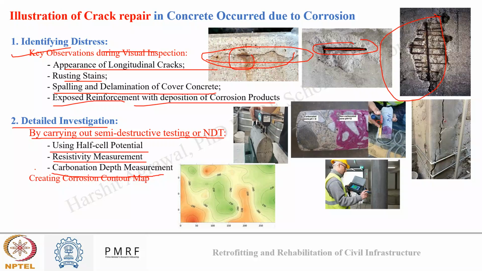Also, using a half cell potential map, you can create corrosion contour maps just to locate which regions are severely affected. Here you can see carbonation, which we have talked about, longitudinal cracking, which we have talked about, and half cell potential measurement they are carrying out. Here, resistivity was carried out from a core sample taken from the structure.